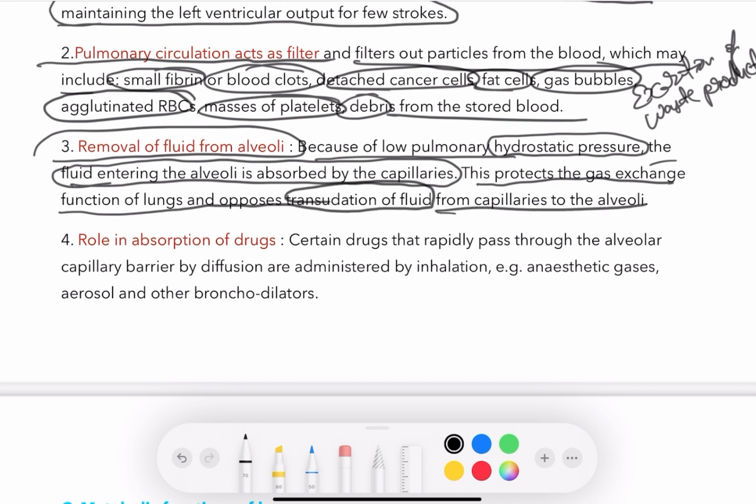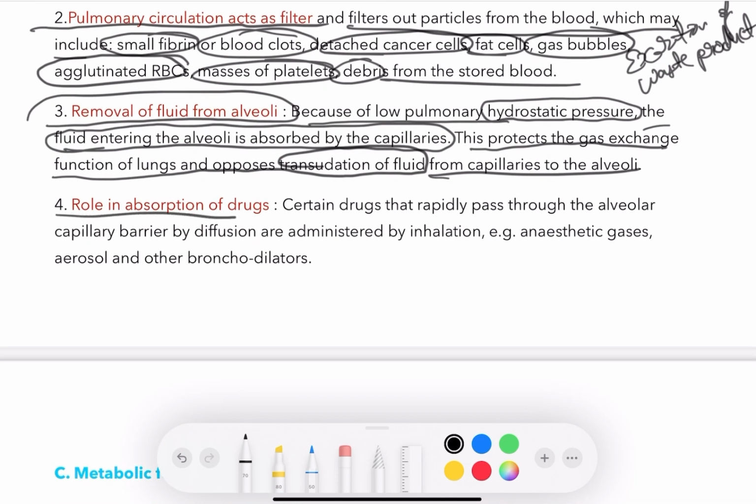If the fluid stays in the lungs, fluid secretion will start in the lungs. It will affect the entire mechanism, the entire working of the lungs. So to avoid this, capillaries absorb everything from the alveoli, and it helps in opposition of transudation of fluid.